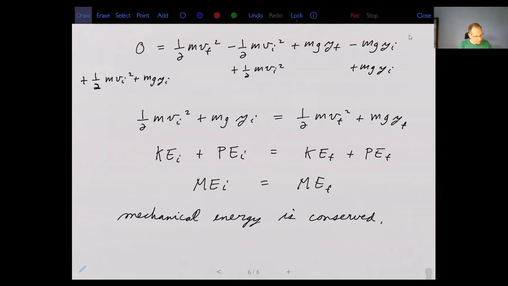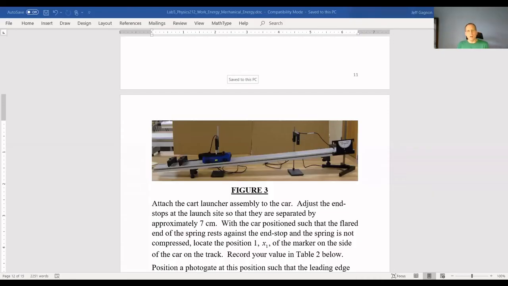Okay, so let me go back to a little handout. Again, make sure you watch that short little video, where I show you how I actually collected the data. So here's the car, and here's the first photo gate. The second photo gate you don't even need. You can ignore the second one. We really only need the first photo gate for this part.